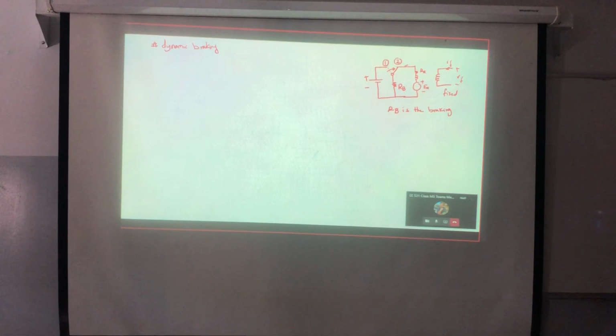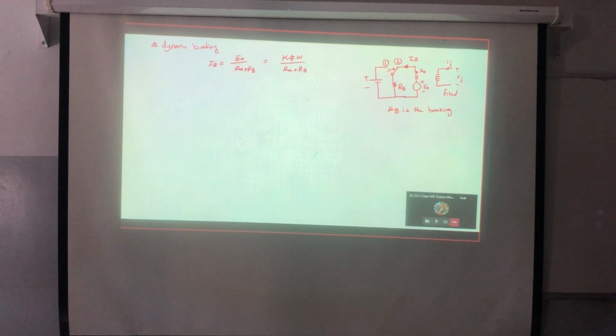So who can calculate IB here, equal to what? EA over R total. So simply, I brake is equal to EA over R total, which is RA plus RB. And EA is equal to K phi multiplied by omega, over RA plus RB.